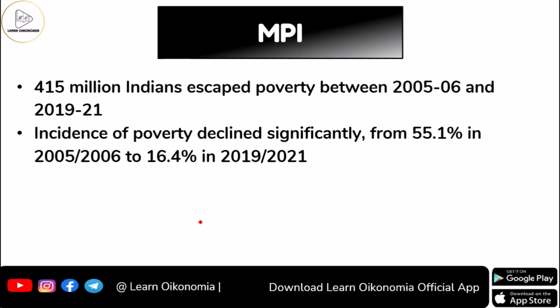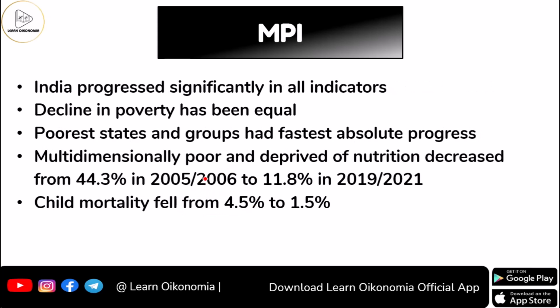415 million Indians escaped from poverty, and also you could see that the incidence of poverty has declined, again due to the policies that we were having. This is something that you can say by comparing the period between 2005-06 and 2019-21. Also, India was making progressive performance with respect to all the indicators, whether it is health or education. India was progressing, so you can see a decline in poverty in the nation.